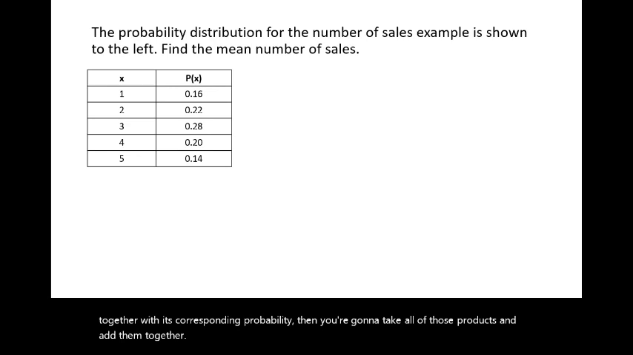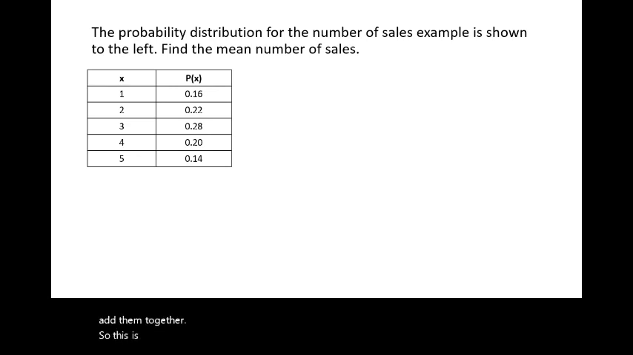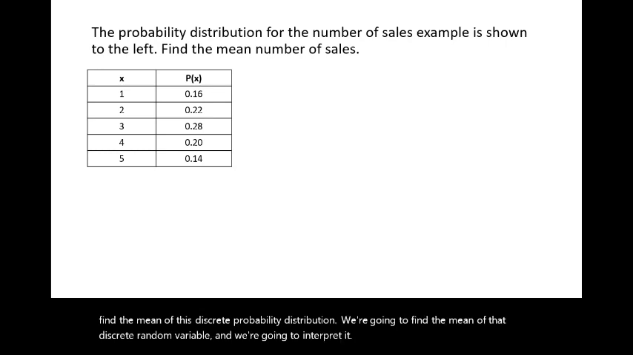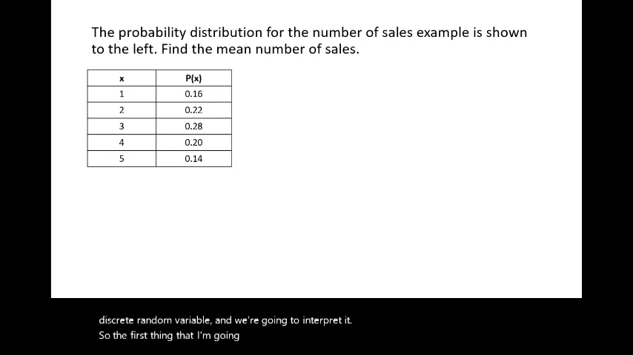So this is the discrete probability distribution that we just made for the number of sales for that employee. And what we're going to do is find the mean of this discrete probability distribution. We're going to find the mean of that discrete random variable and we're going to interpret it. So the first thing that I'm going to do is multiply together x times p of x.